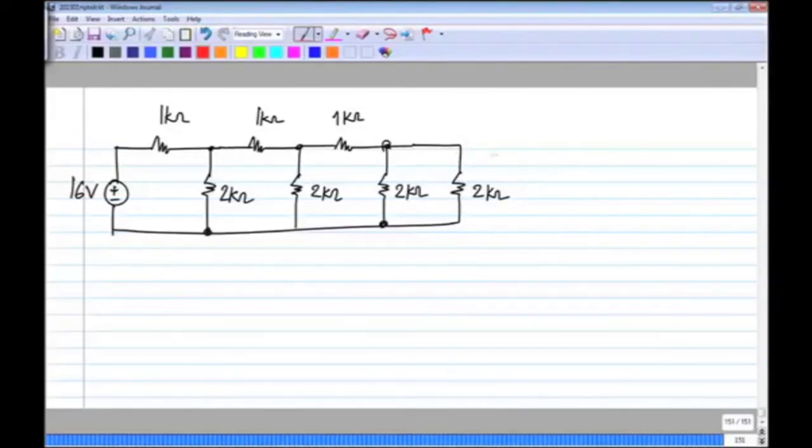So please calculate the voltage across this, I'll call that V1, and the current through this resistor, I'll call that I2, and the current through this resistor, I'll call it I3. Calculate V1, I2, I3, and you can also calculate V3 here across this.